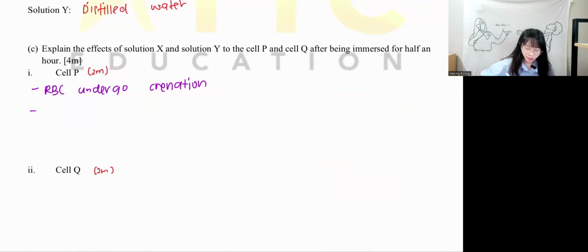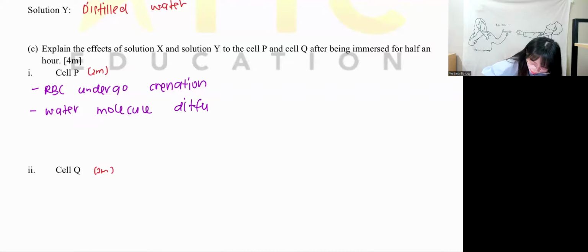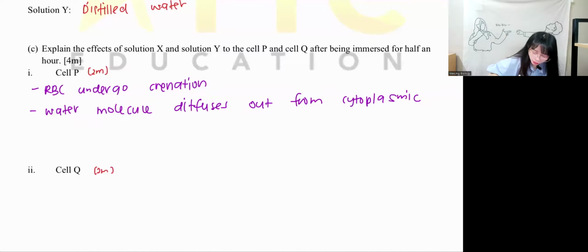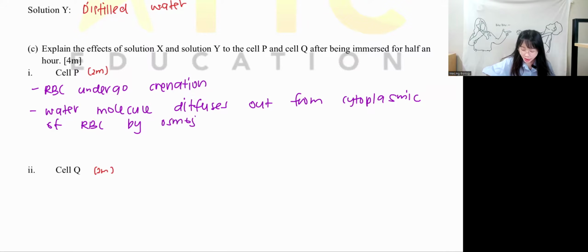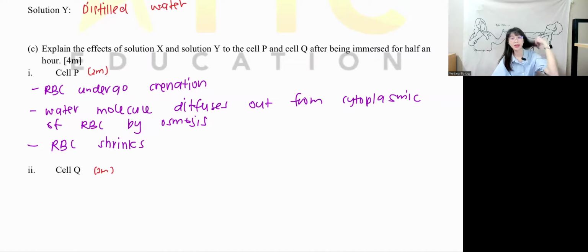We're going to write the third sentence: water molecule diffuses out from, if it's an animal cell, remember to use the word cytoplasm, diffuses out from cytoplasm of red blood cell. By what process? If it's a water molecule, the process has to be osmosis. Very good, osmosis. Okay, let's write the last sentence. It's only a very short answer. Red blood cell shrinks.